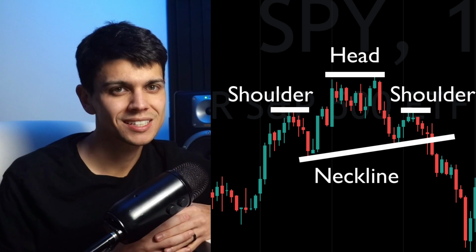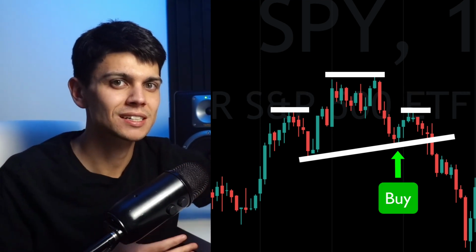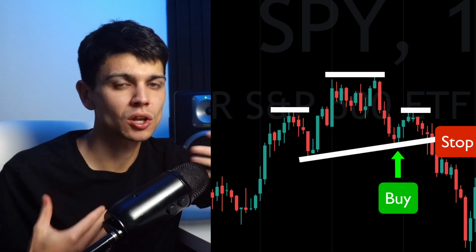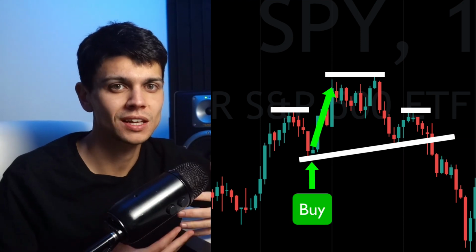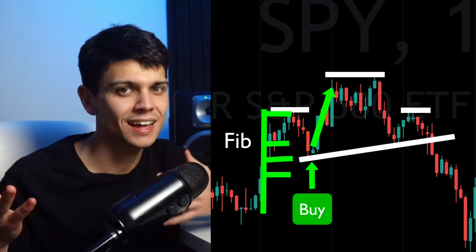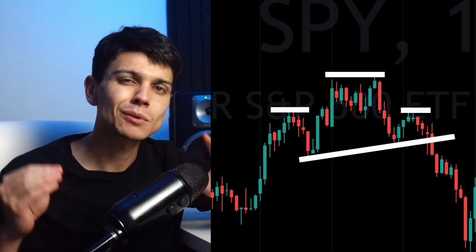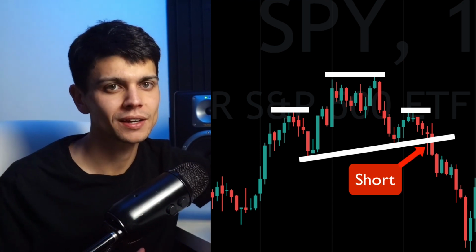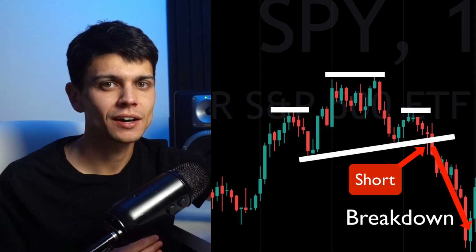A trader could play this in many ways. They could buy off the neckline, predicting the second shoulder, and stop out if it breaks below the neckline, or predict the head move by using a fib retracement or other support area to find that neckline after even just the first shoulder. But the most popular way to play it would be to enter after the break of the neckline, or predicting a breakdown of the neckline.